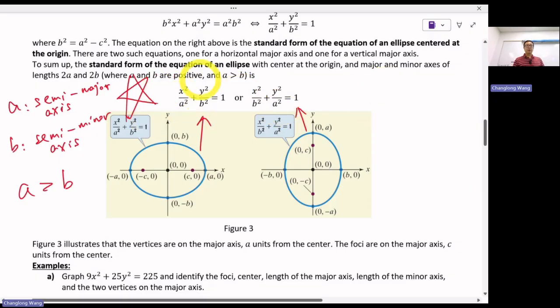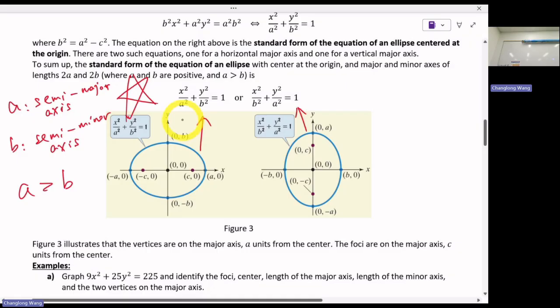And the first one, the one on the left, why? To me, it looks like a horizontal ellipse. Because A is greater than B, right? Because that's why we call A the semi-major axis. If A is the larger number, do you see that the larger number is underneath the X term? That means the horizontal, the X direction is going to be longer. And therefore, it has to be a horizontal ellipse.